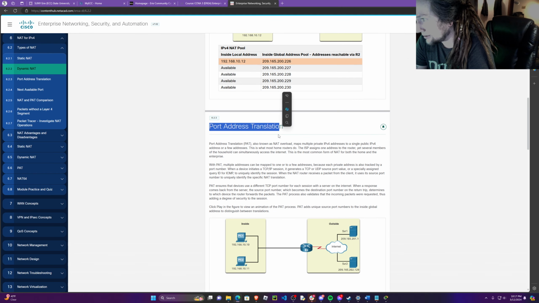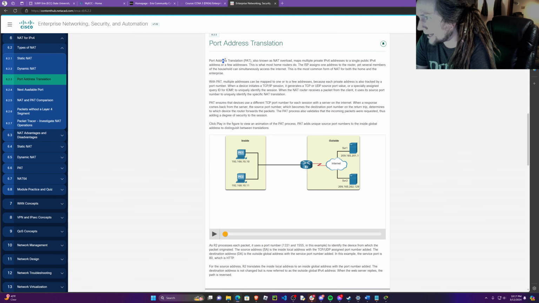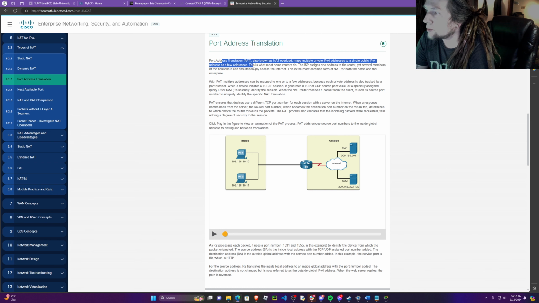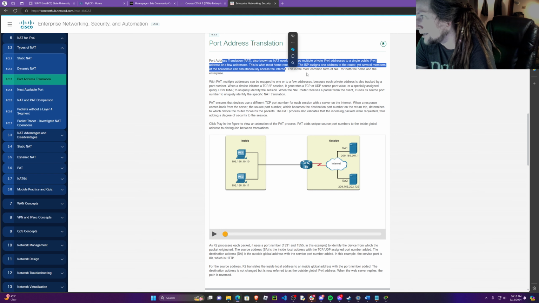Port address translation. Port address translation, or PAT, also known as NAT overload, maps multiple private IPv4 addresses to a single public IPv4 address or a few addresses. This is what most home routers do. The ISP assigns one address to the router, yet several members of the household can simultaneously access the internet. This is the most common form of NAT for both the home and enterprise.